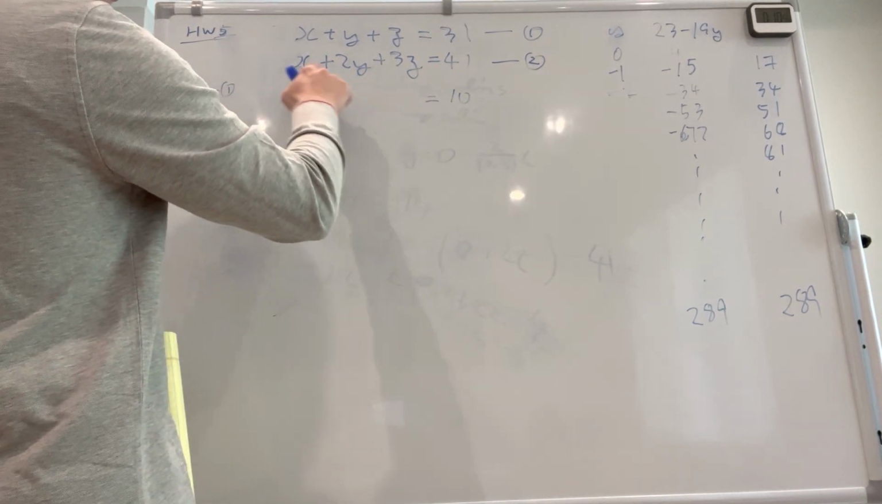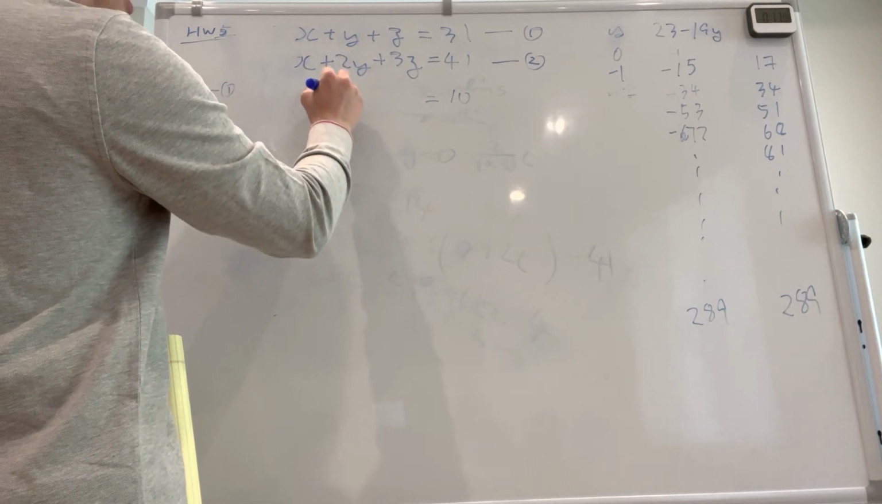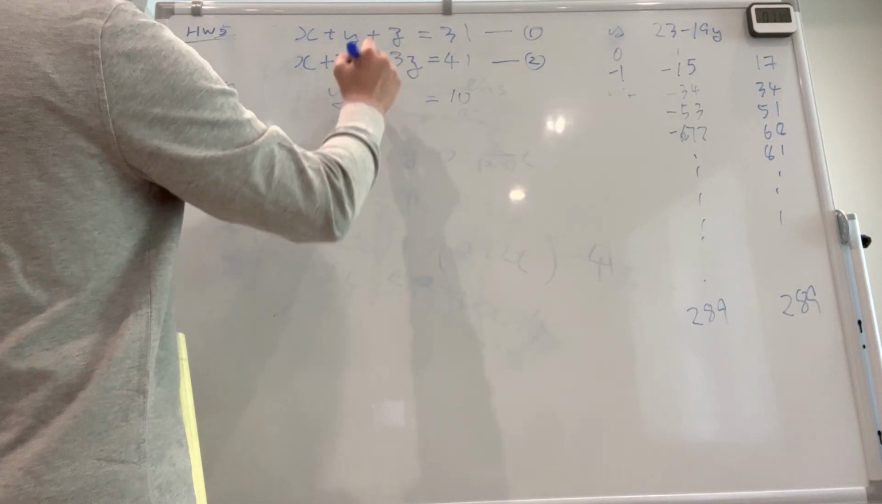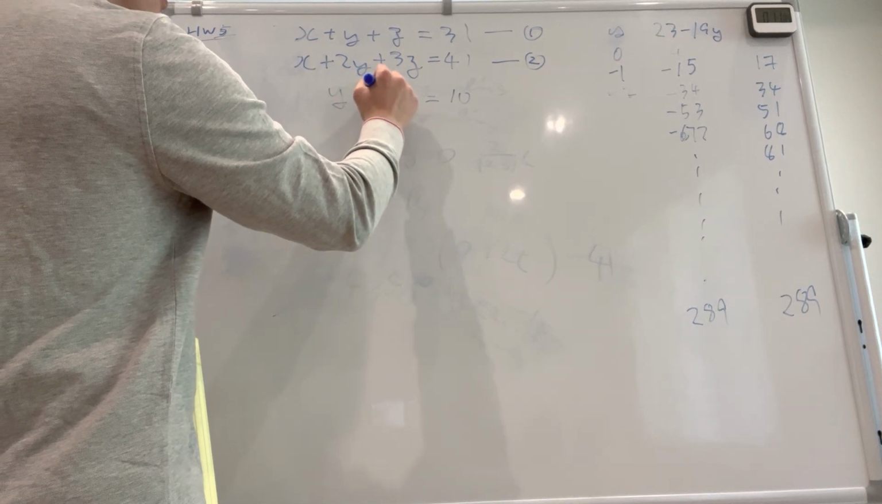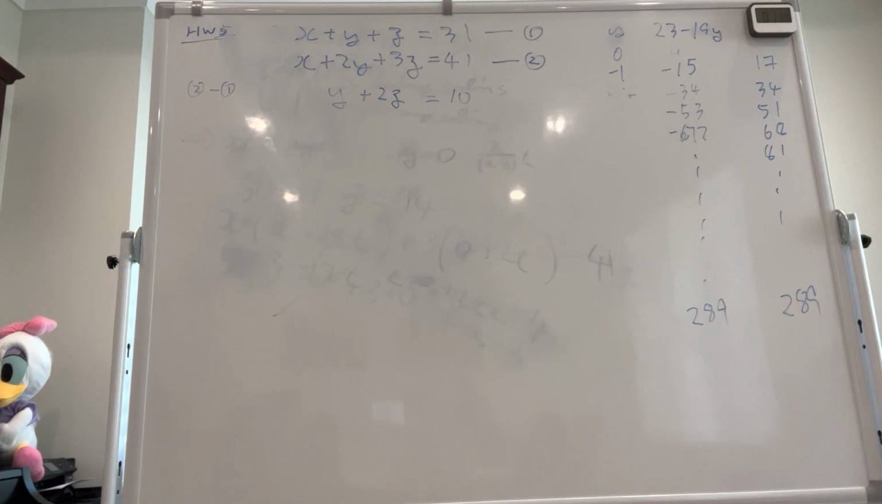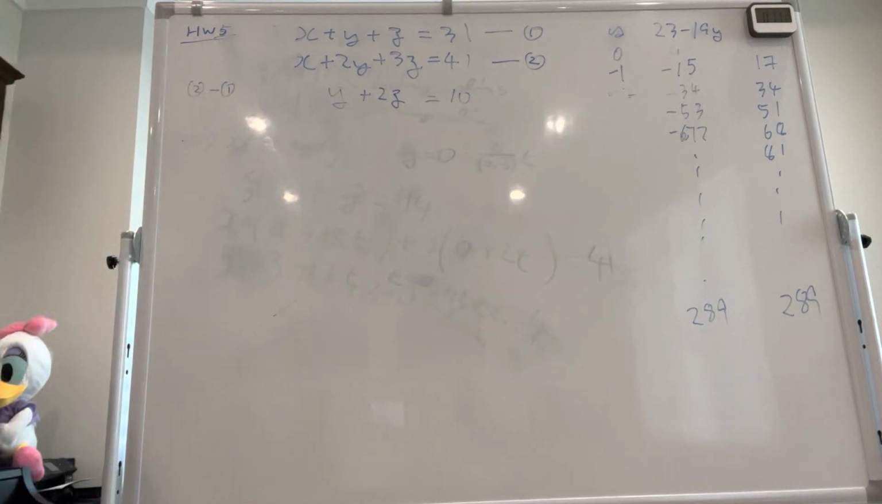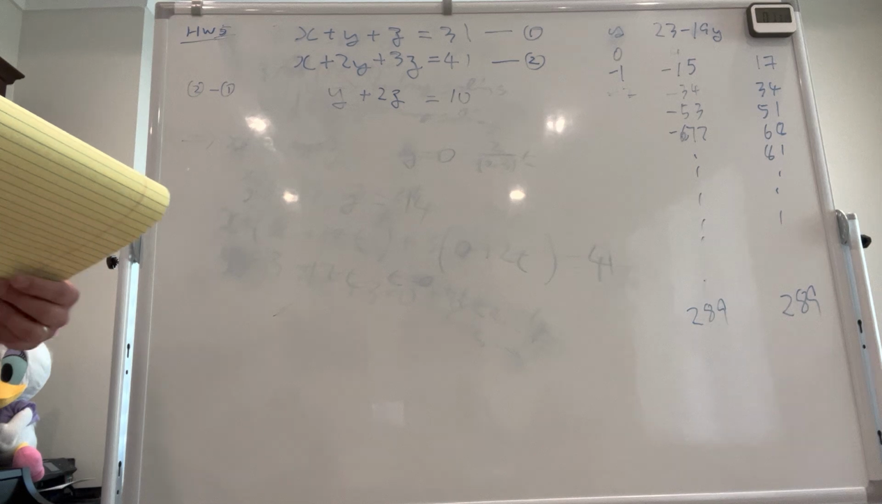And then on this side, x minus x cancels out. 2y minus y is y. And then 3z minus z is 2z. Okay? And the next step is basically the same as the first two questions. Daisy, can you give me a solution to this equation? The simplest you can think of.